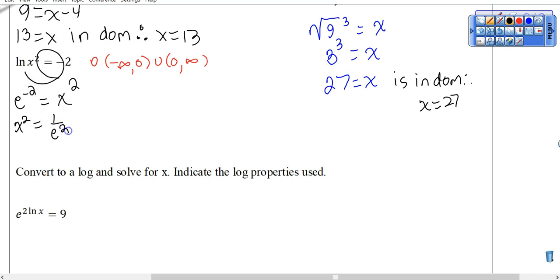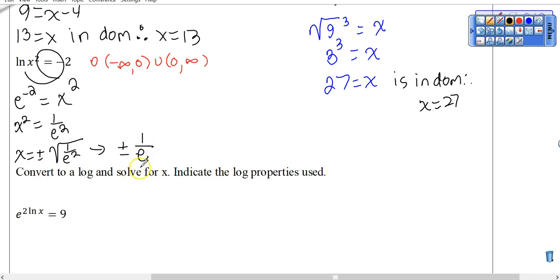1 over e squared. And here's my reasoning. I'm going to square root that x. So I want it to be easy to take the square root of the other side. So that's x is equal to plus or minus square root of 1 over e squared, which I can simplify. Positive or negative, square root of 1 is 1. Square root of e squared is e.